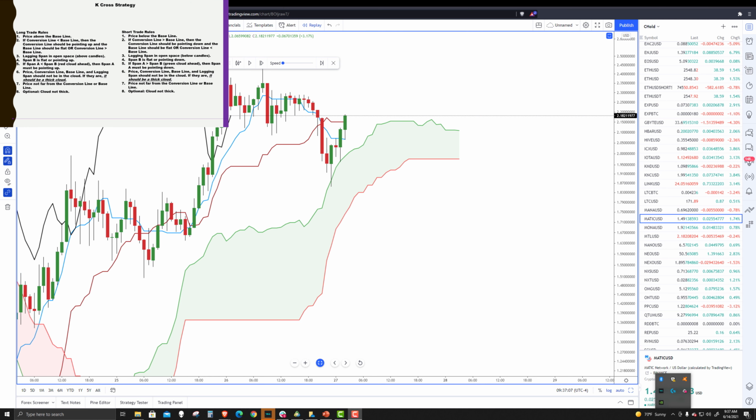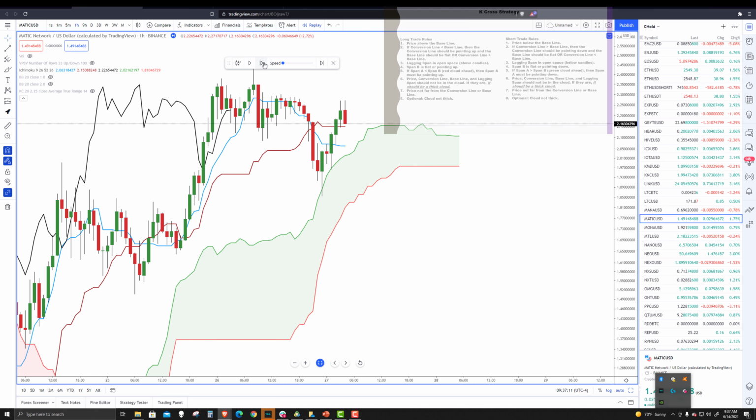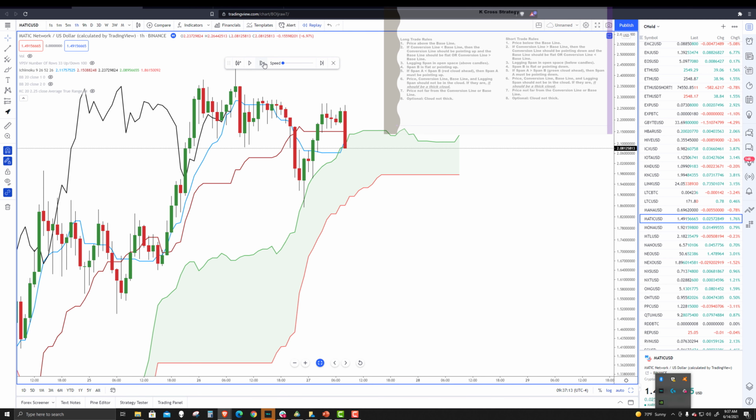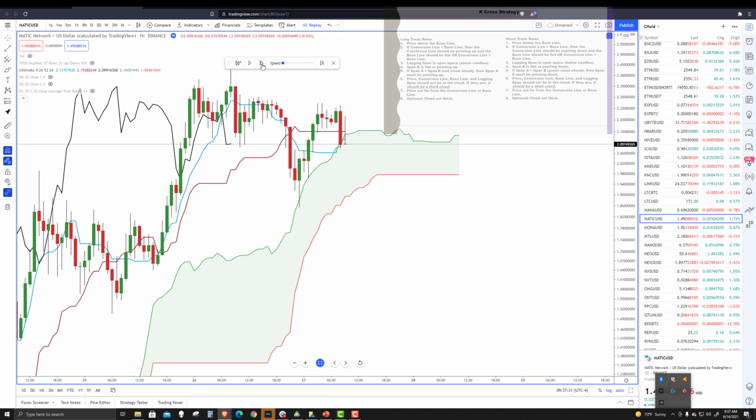So we're looking at Matic. This is Matic on the hourly chart. And if we move forward, we're looking for an example to short here based on the K-Cross strategy. So what do we have? Price is below the baseline, okay? But the lagging span's below the candlesticks, but we don't have a red future cloud, and Kinko span A is not sloping down. So we need to wait.